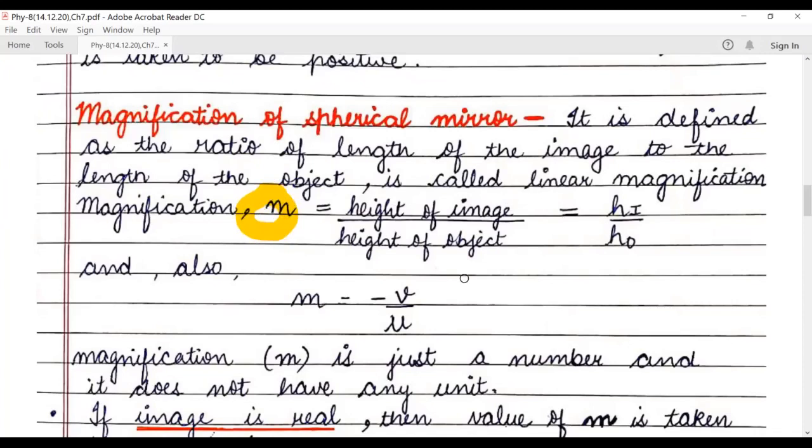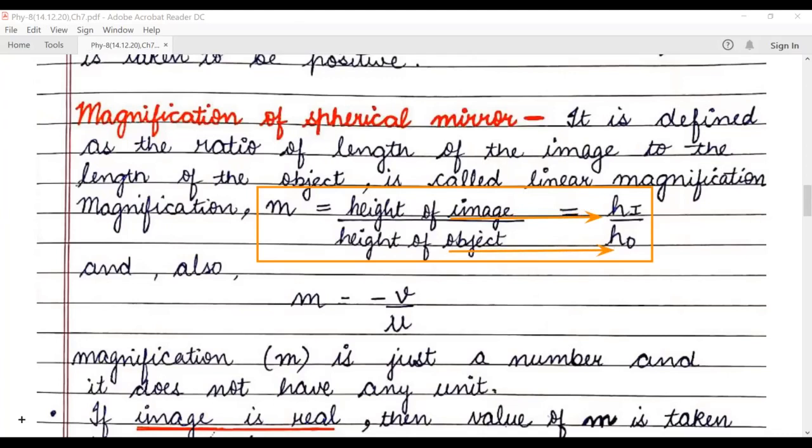Mathematically, it can be written as height of image divided by height of object. And in numericals, I will write it as HI divided by HO. HI stands for height of image, while HO I have taken to write it as height of object.